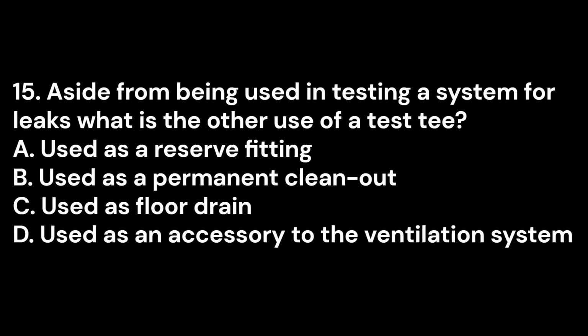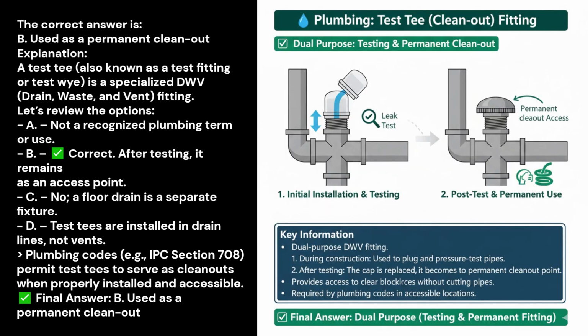Number 15. Aside from being used in testing a system for leaks, what is the other use of a test tee? A. Used as a reserve fitting. B. Used as a permanent cleanout. C. Used as floor drain. D. Used as an accessory to the ventilation system. The correct answer is B. Used as a permanent cleanout.